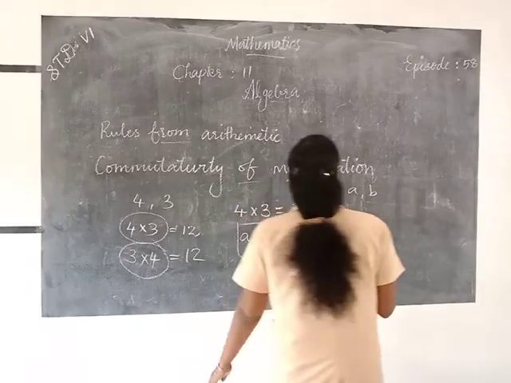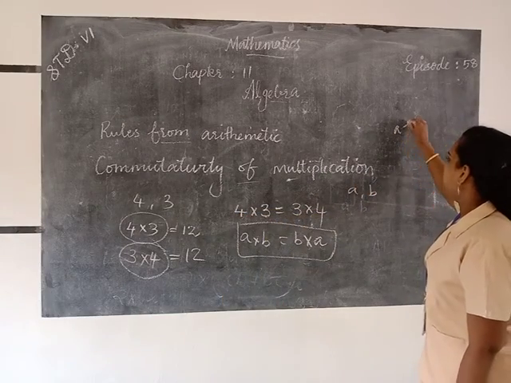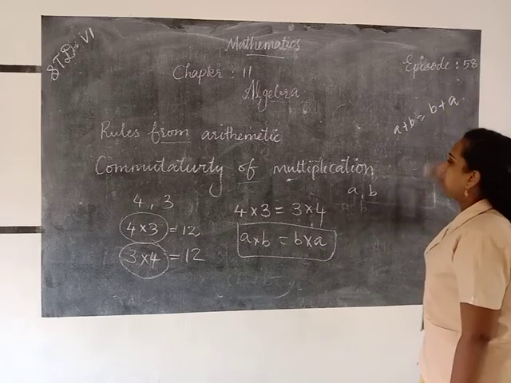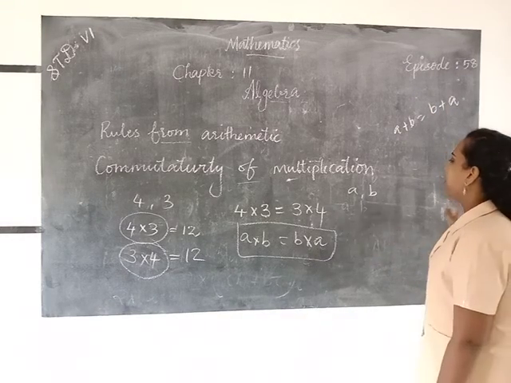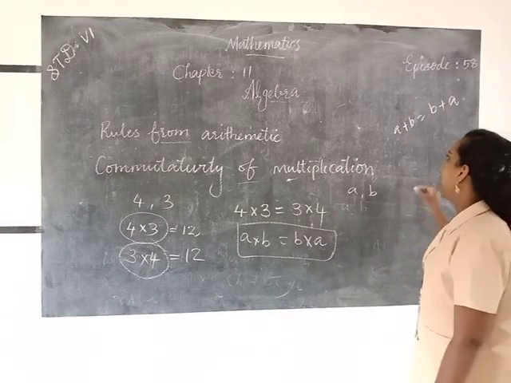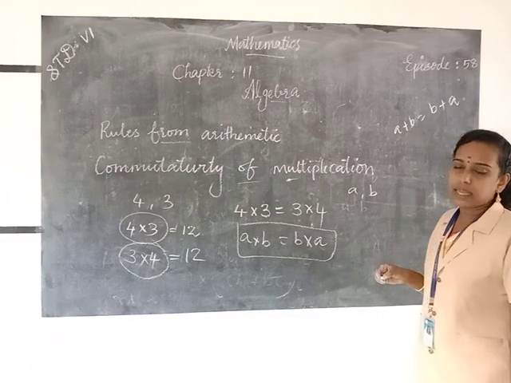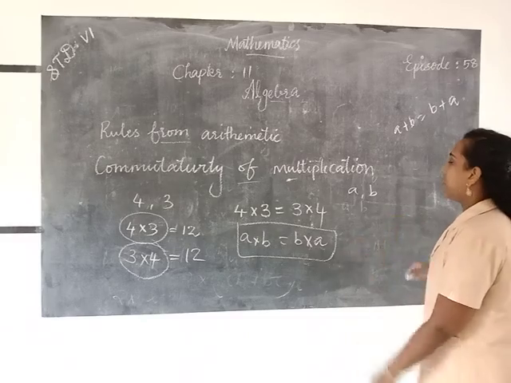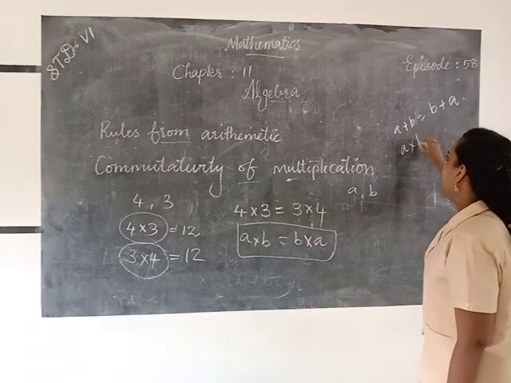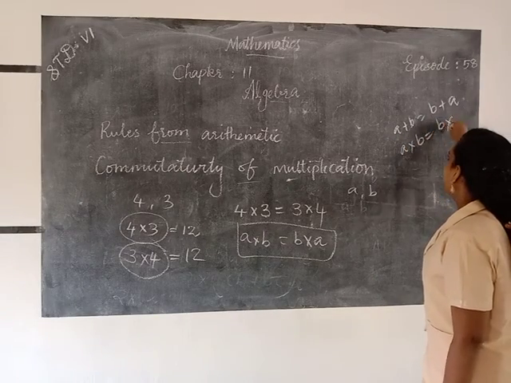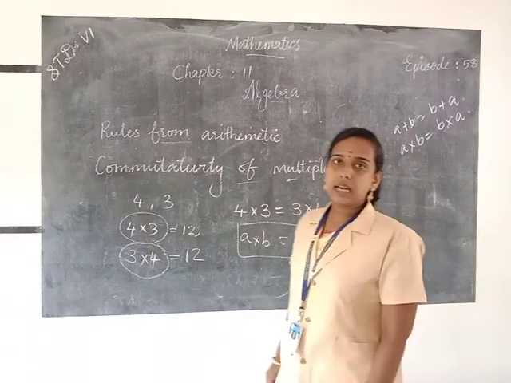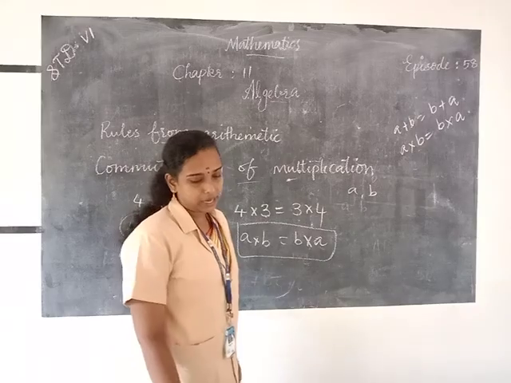Commutativity of addition is A plus B is equal to B plus A. Here we use the variables A and B to express the commutative property of addition. Then we use the same variables, A and B, to express the commutativity of multiplication. Then we get A into B is equal to B into A. So this is the property that we use to express the commutativity of multiplication.